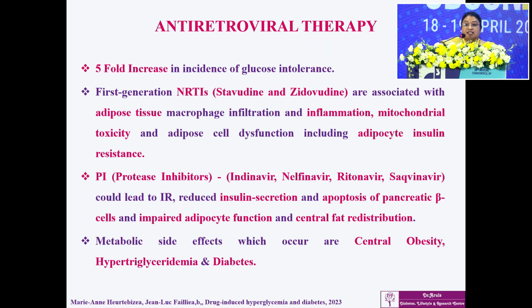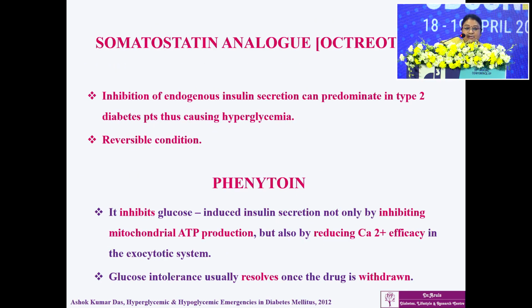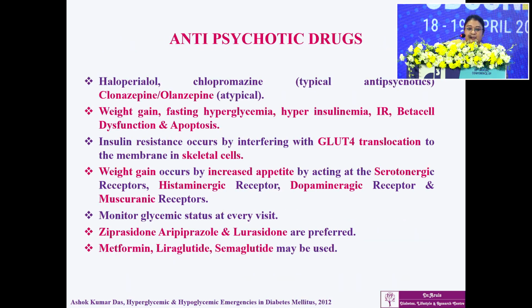Antiretroviral therapy is found to cause a five-fold increase in glucose intolerance in patients. Protease inhibitors have a high risk, mainly by causing apoptosis of the beta cells, and also impair adipocyte function. So these patients will develop central obesity, hypertriglyceridemia, and diabetes. Somatostatin analogs also decrease insulin secretion. This condition is reversible. Phenytoin inhibits ATP production and blocks the calcium channels. So this condition is also reversible when you withdraw the drug.